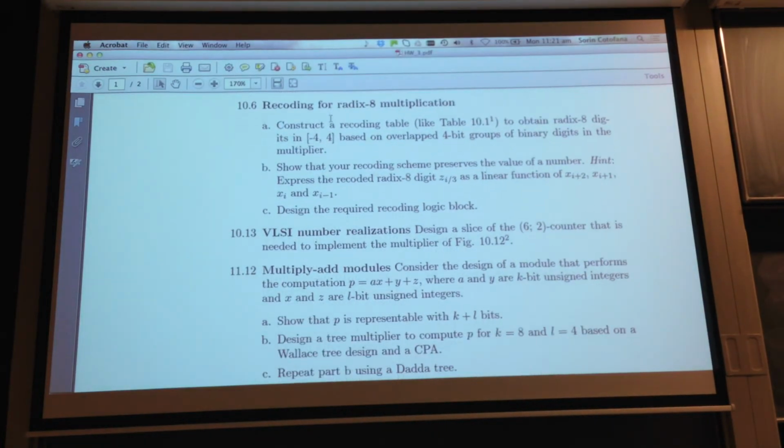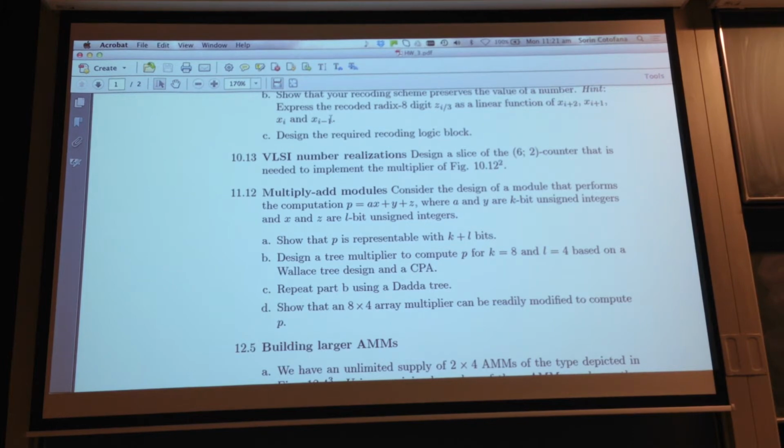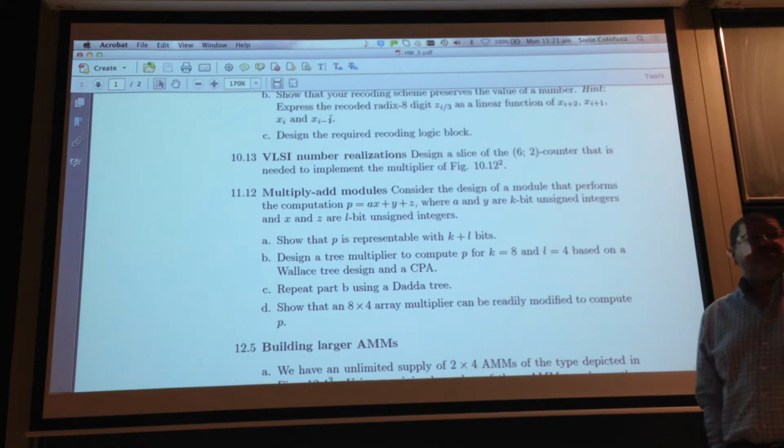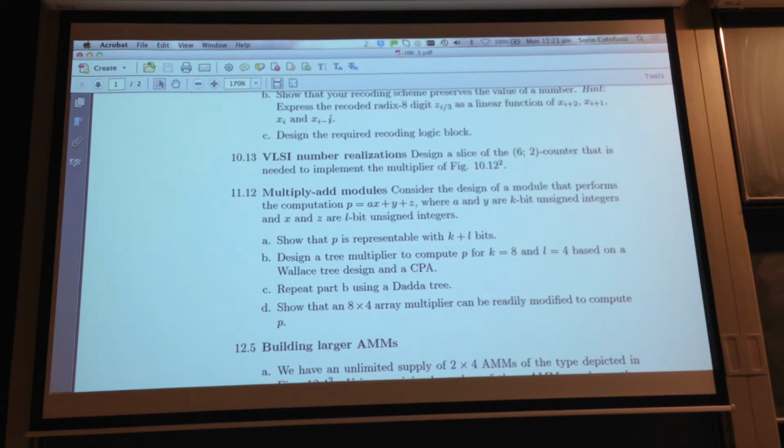Okay, let's look to the next one. Then the next one is, I want to design a piece of hardware which is doing the calculation of P, which is A times X plus Y plus Z, where A and X are K bit, and the other ones are L bit, and all of them are unsigned.